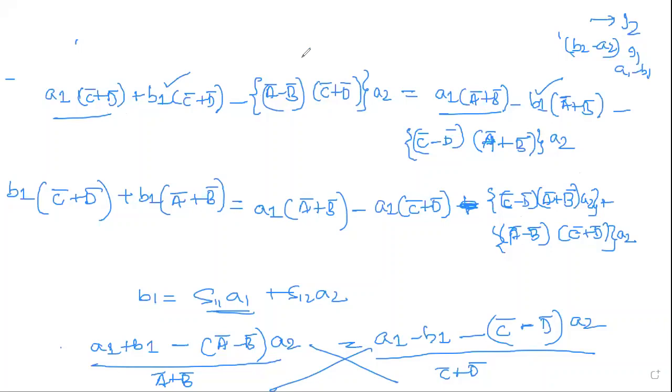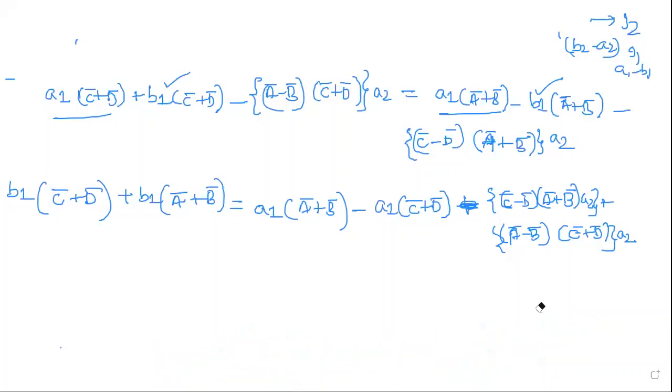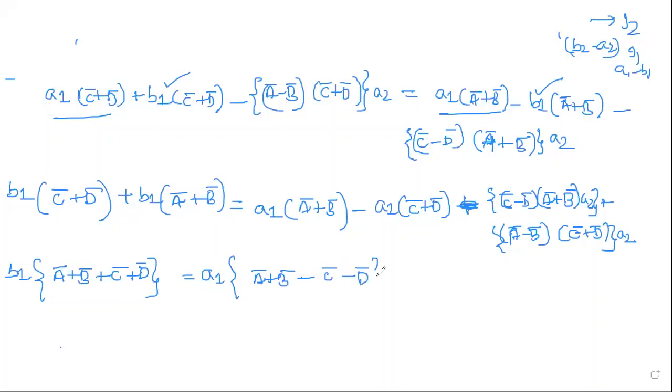I'm just replacing the terms from other side to this side, because we need it in the form of B1 is equal to S11A1 and S12A2. So that we have the form now. The thing is, we have to just take the common terms from that A2, A1 and B1, so that it will be in the form of S11 and S12. Now from this term, take out B1 common, since we need in terms of B1. So you'll just remain with A bar, B bar, C bar plus D bar. So this is first term. From this, take out A1 as outside. So you'll have A bar plus B bar minus C bar. This is minus. So minus into plus will be minus D bar.